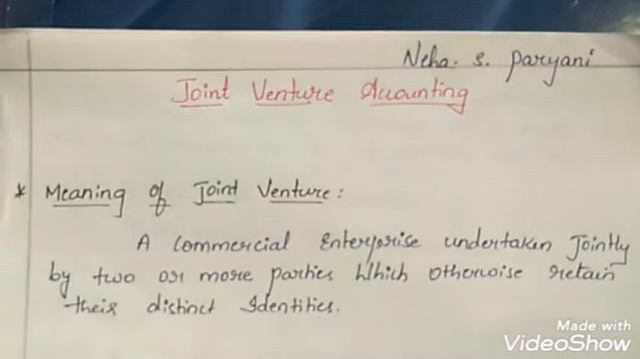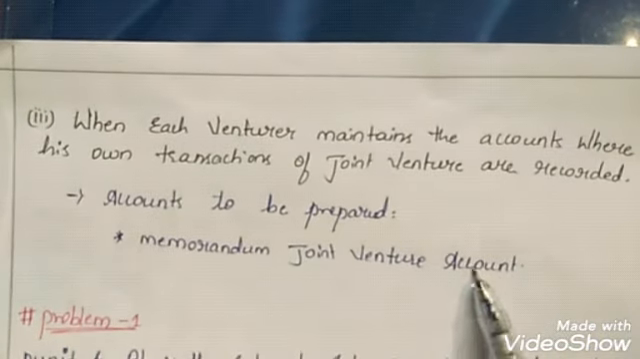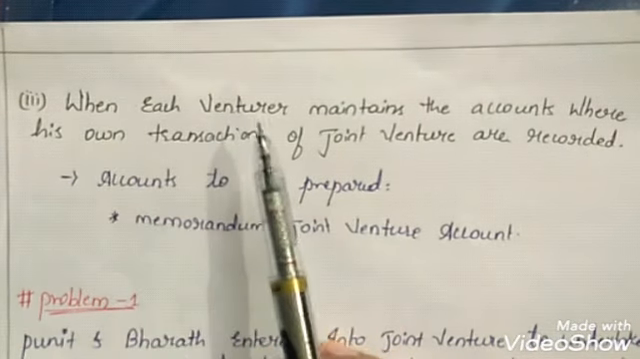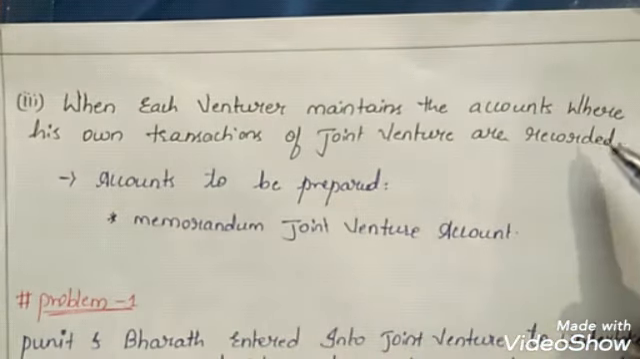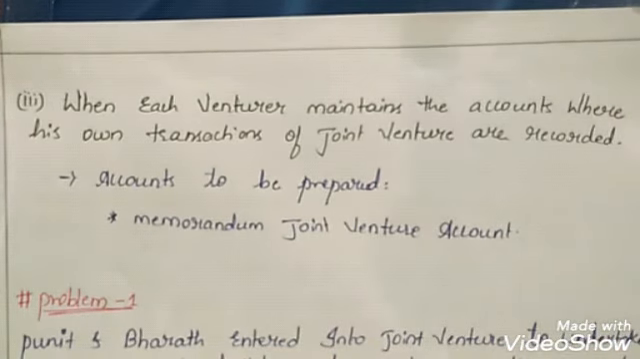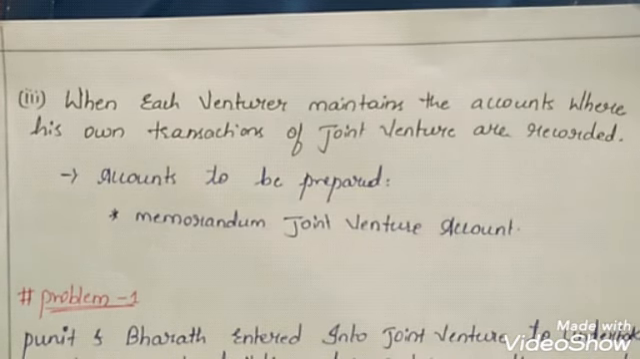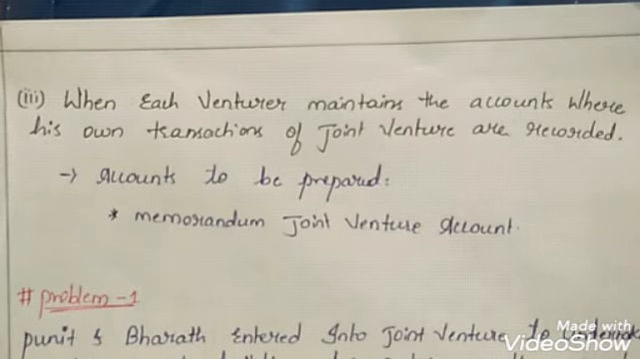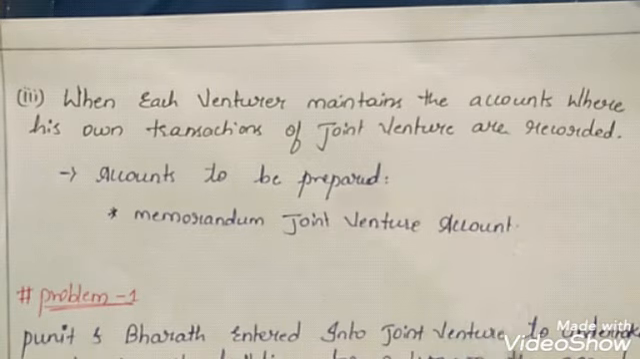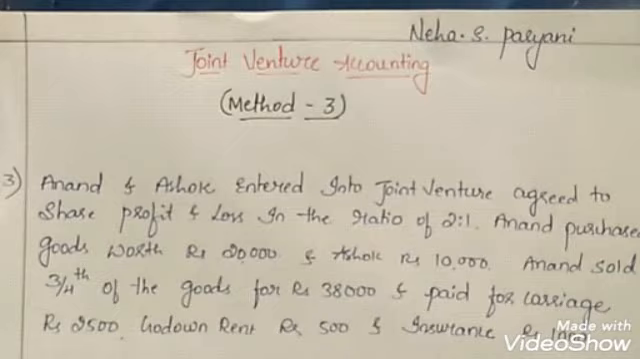In today's session, we are going to discuss the third method of maintaining joint venture accounts. This method is when each venturer maintains the accounts where his own transactions of the joint venture are recorded. So here, the joint venturer maintains his own account. He will prepare his own books of accounts, and along with that, he will prepare a memorandum joint venture account. So we will have a look at a problem relating to it.